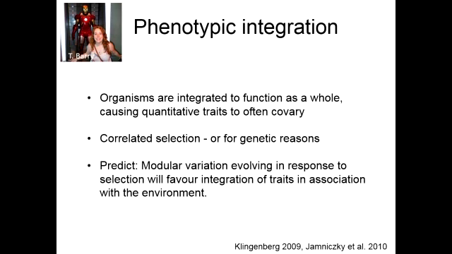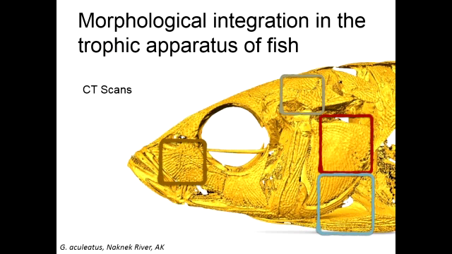One of the things that we would predict is that if variation is modular and it's evolving in response to selection, this should favor integration of phenotypes following colonization of new environments. So Tegan has set forward doing this using another new tool that we find ourselves using in the lab to characterize phenotypes, and that's computed tomography, CT scans.